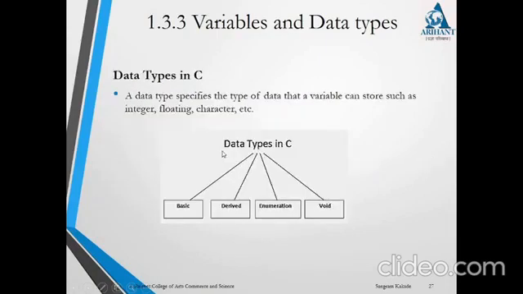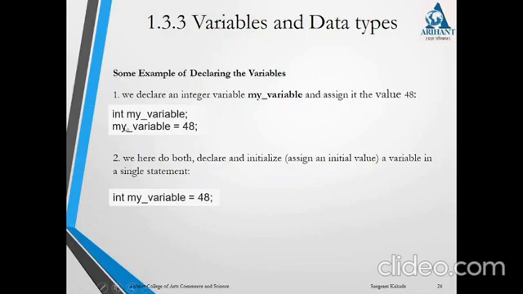Now moving towards data types that are provided in the C language. A data type specifies the type of data that a variable can store, such as integer, float, character, etc. So it is a variable, and you define the type of data that can be stored in the variable. In the previous example, we have mentioned it as int. So this variable is liable to store only int values. If you assign a float, it might keep the numbers or the digits after the period or dot.